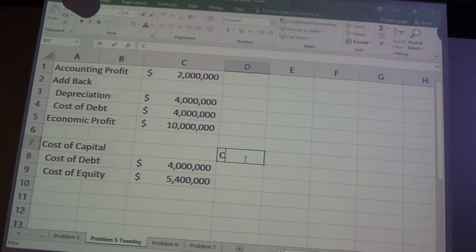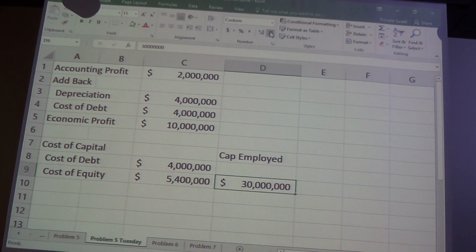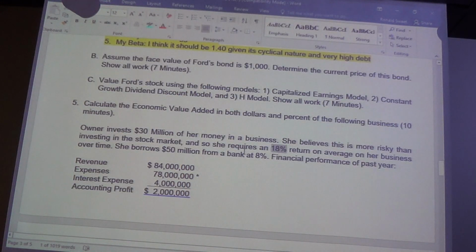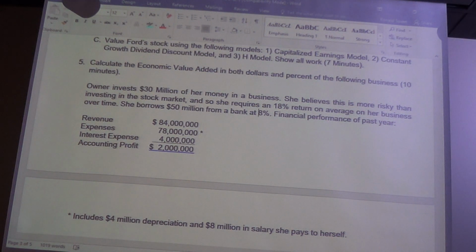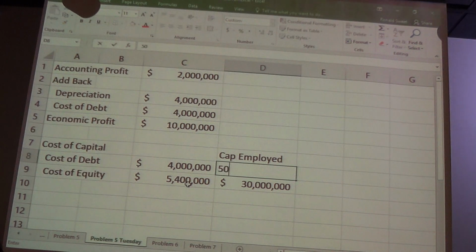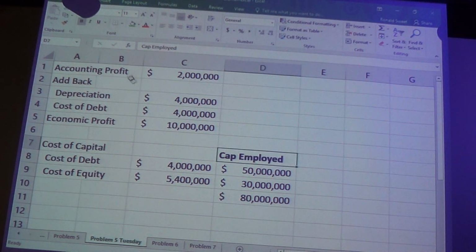Over here, if you want somewhere, you can do capital employed. So she had $30 million of her money. How much was the bank loan? She borrowed $50 million from the bank at 8%. That's where that $4 million came from, like $50 million times 8%. So how much capital does she have employed? $80 million. So you might just put that next to your cost of capital.